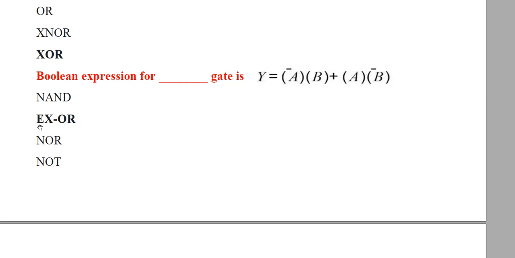Similarly, can we have the output equation for the XNOR gate? It is a XOR b whole complement, and if we write it in terms of basic gates, it is a into b plus a complement b complement.